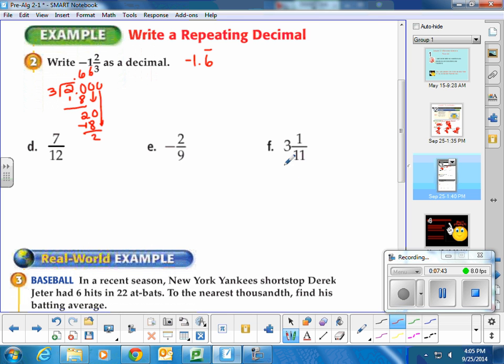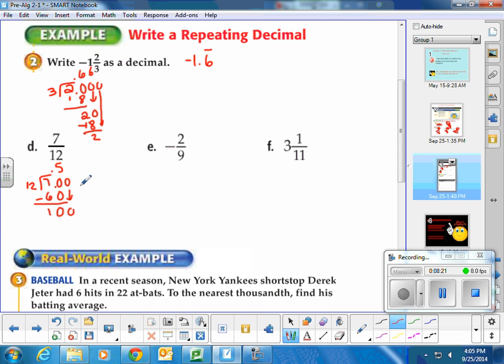Let's try just a couple more examples. 7/12. 7/12 would be 7 divided by 12. 12 does not go into 7, so I'm going to add a decimal point and a 0. 12 goes into 70 5 times. 5 times 12 is 60. Subtract, you get 10. Bring a 0 down.